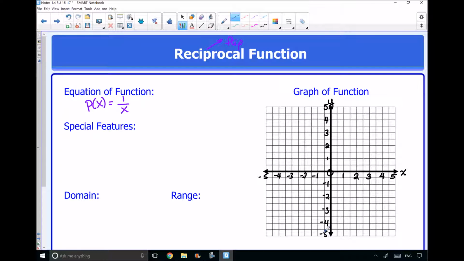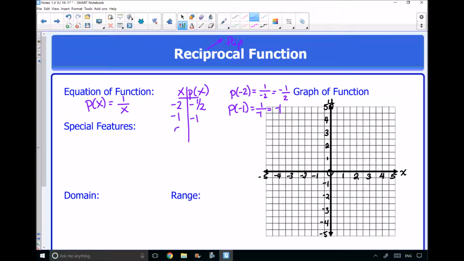Okay, so now when I do my reciprocal function, let's start with -2. So when I plug in -2 right here, p of -2 is going to equal 1 over -2, or pretty much -1/2. Okay, if I were to do -1, p of -1 would be 1 over -1, or just -1.